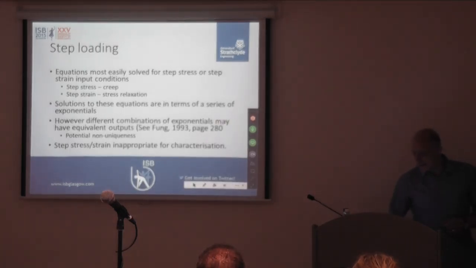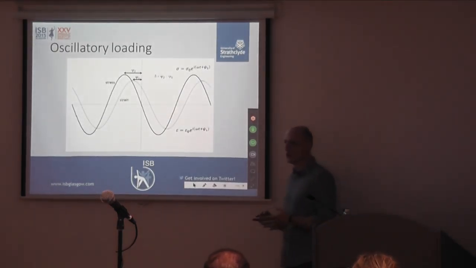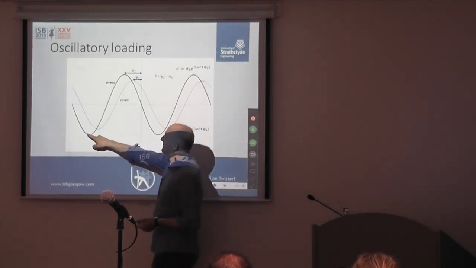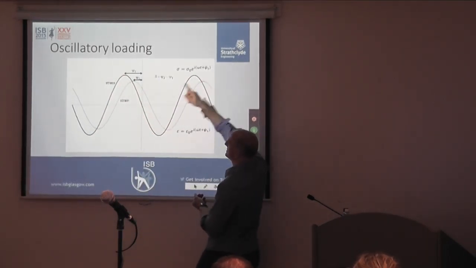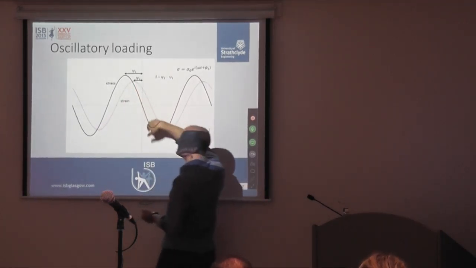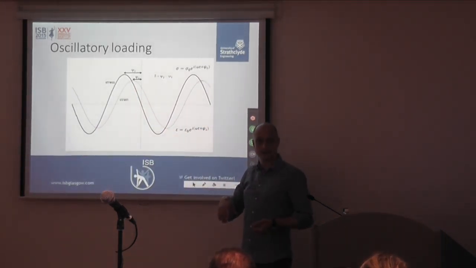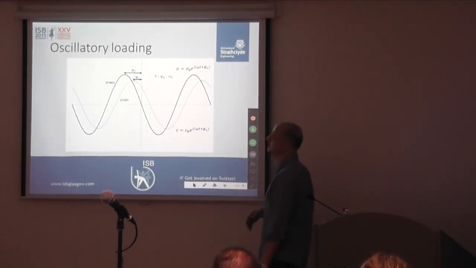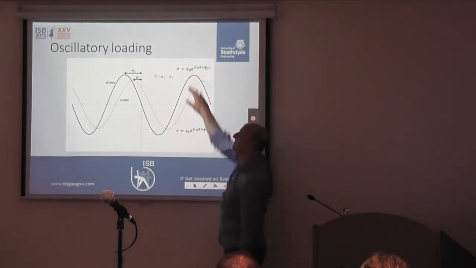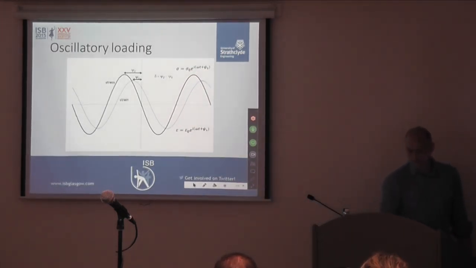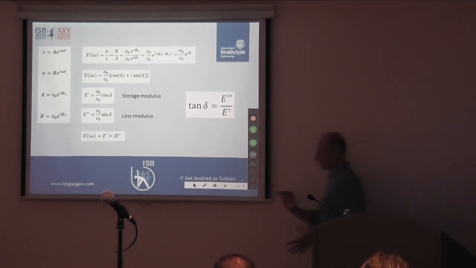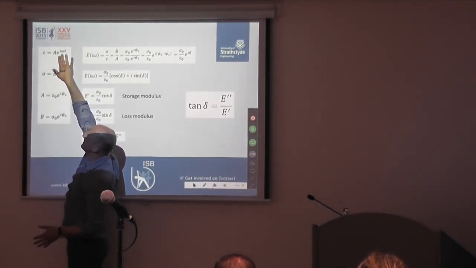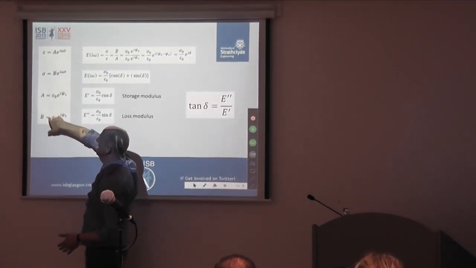So in viscoelasticity, quite often oscillatory loading is used instead. If we have a nice oscillatory stress going in, we get a time delayed strain. You put a stress in, and a little bit of time later, the strain catches up with it. And these are the two functions that provide that. You can write these in terms of Euler's equation. So this is the strain and this is the stress, where A and B are these functions.